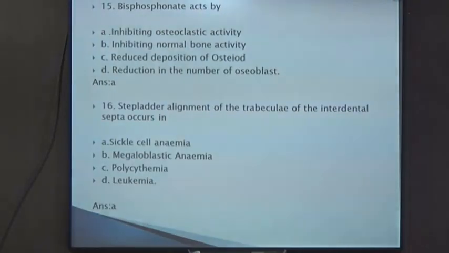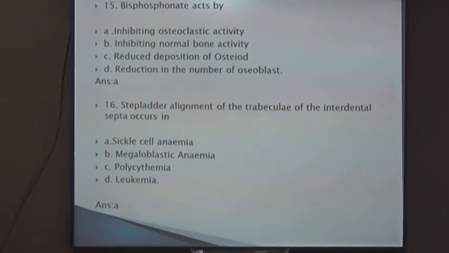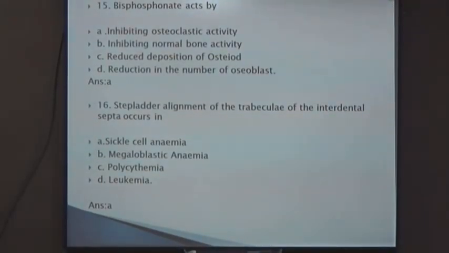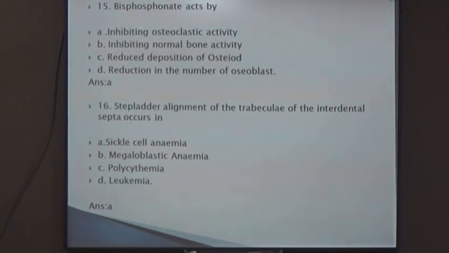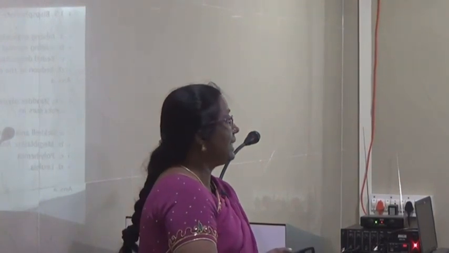Bisphosphonates act by inhibiting osteoclastic activity. Nowadays they are doing research work on periodontal flap surgery with bisphosphonate because it inhibits alveolar bone resorption. And step ladder alignment of trabeculae of the interdental septa occurs in sickle cell anemia. This they usually ask in your entrance. Step ladder alignment of trabeculae of the interdental septa.